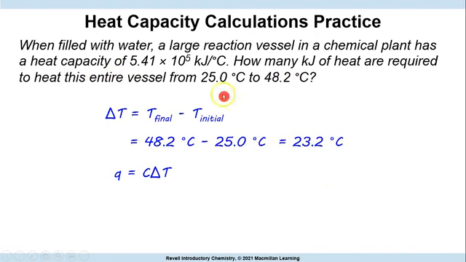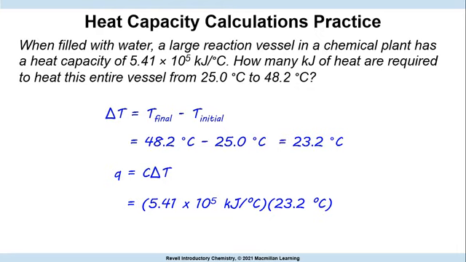And to calculate the heat, we are going to substitute the values of C here. We've been given C to be 5.41 times 10 to the 5 kilojoules per degree Celsius. So we are going to multiply that by the change in temperature. Now that gives us 5.41 times 10 to the 5 kilojoules per degree Celsius times 23.2 degrees Celsius. What will cancel out?